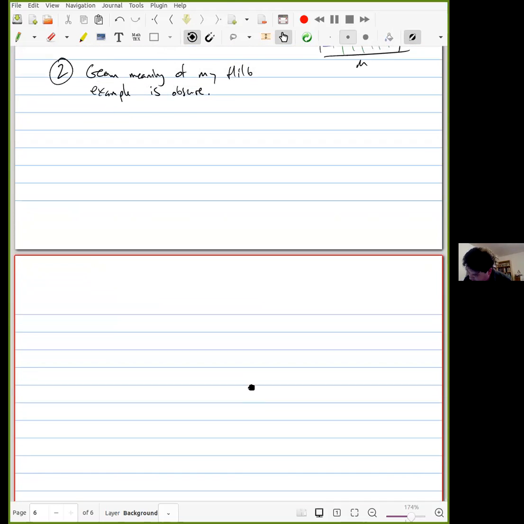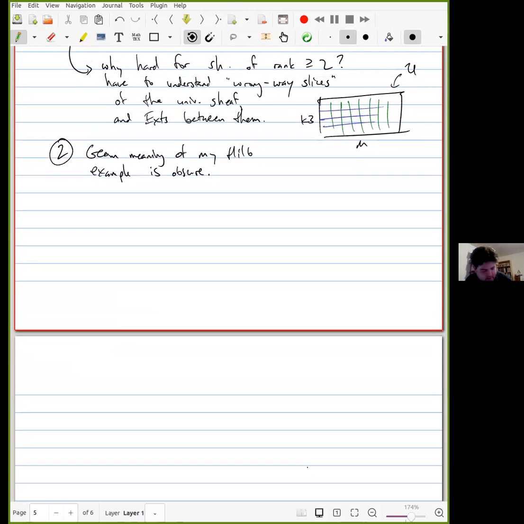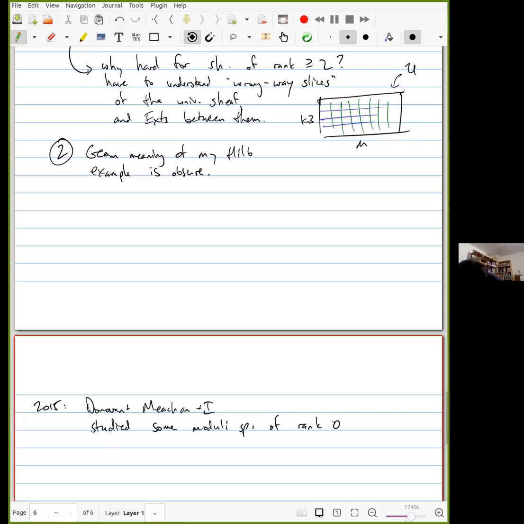I wasn't going to spend very much time on this, but since Timothy asks, and since I really like it, I'm going to spend a minute. In 2015, Will Donovan and Kieran Meachan and I studied certain moduli spaces of rank 0 sheaves on K3 surfaces.